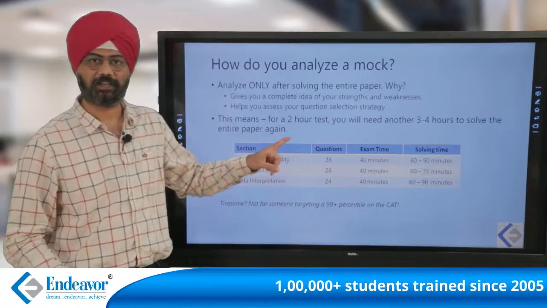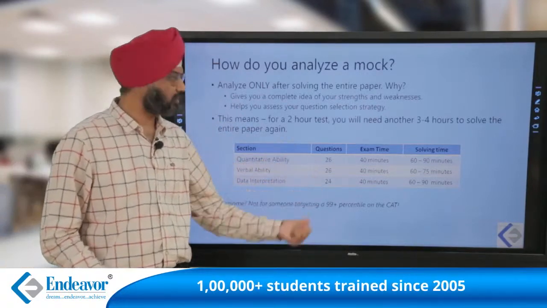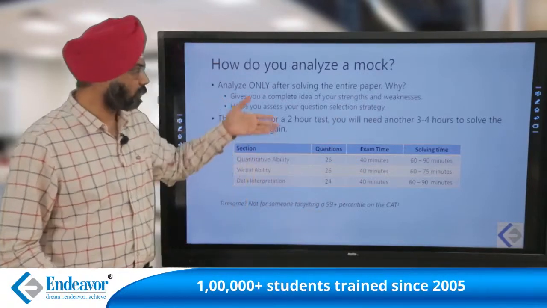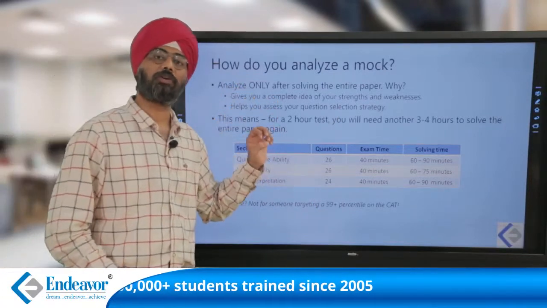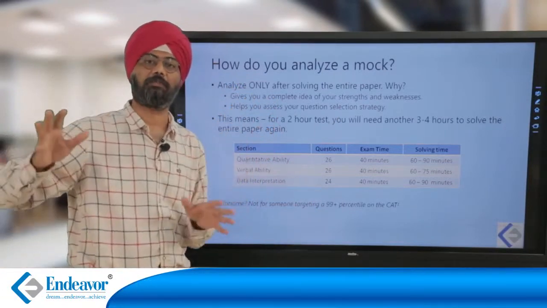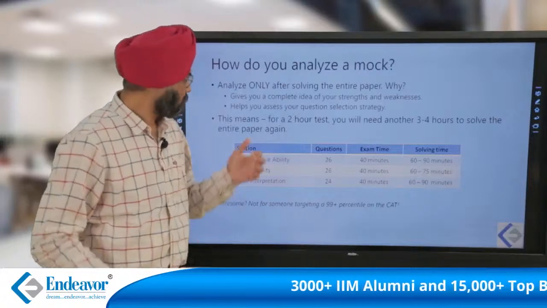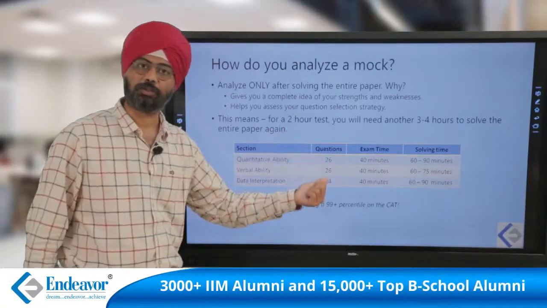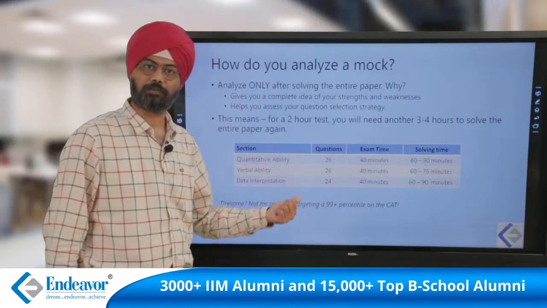So expected time, quant, 26 questions, approximately your actual exam time would be 40 minutes, but when you are sitting for the analysis, you're looking at a timeline of around 60 to 90 minutes. Same with verbal, another 60 to 75 minutes, same with data interpretation.